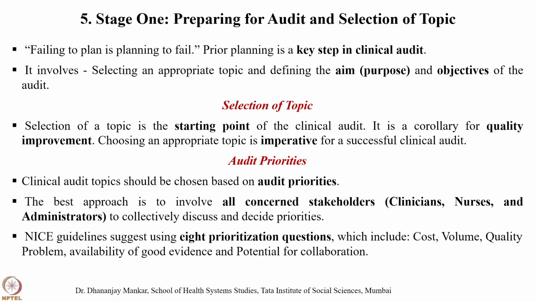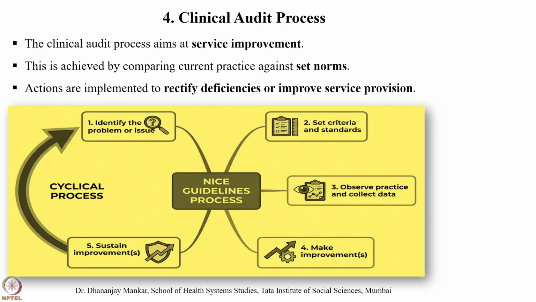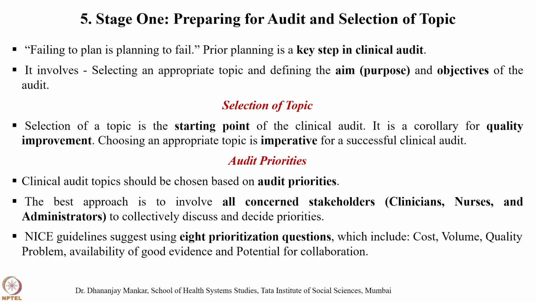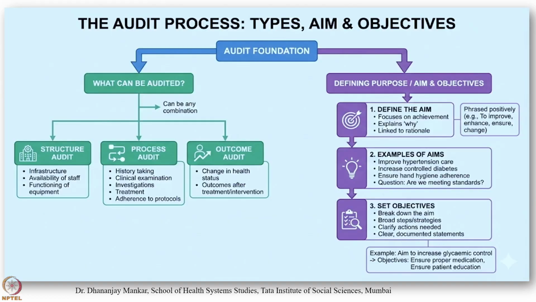potential for collaboration. NICE guidelines, as we have seen in the previous topic, which follow a cyclical process, give us a benefit in understanding the prioritization questions. This is the audit process being displayed, which has the types of audit, aims and objectives. When you come across the discussion of audit, what is to be audited is very important. Is it the structure, is it the process or the outcome? It can be a combination of all three.